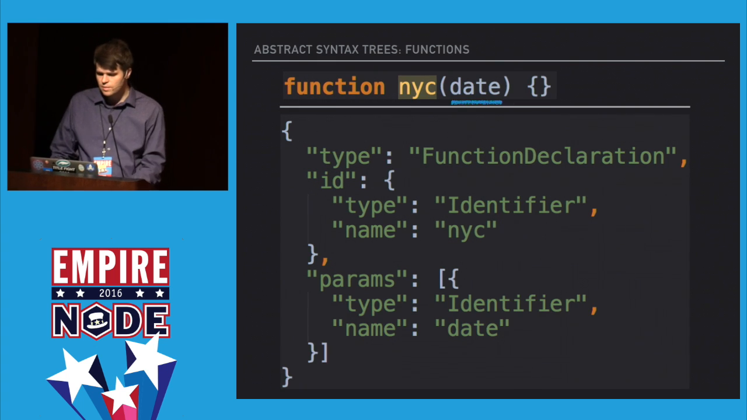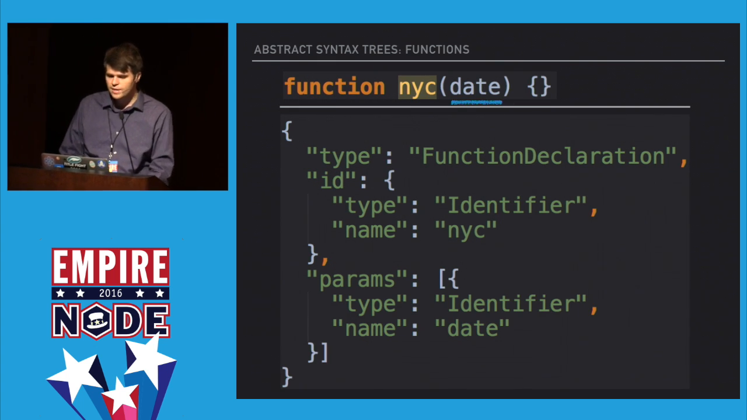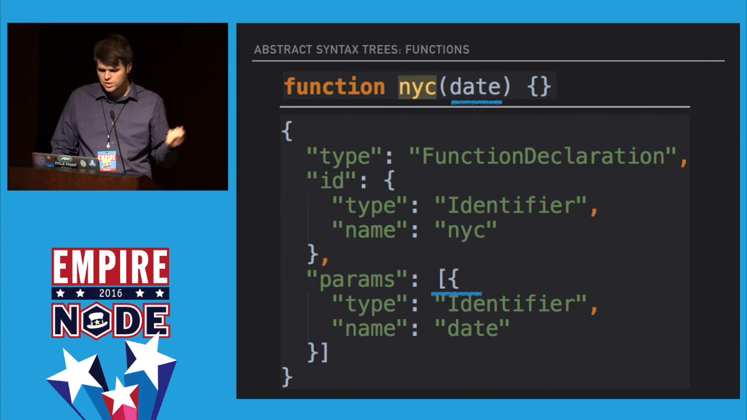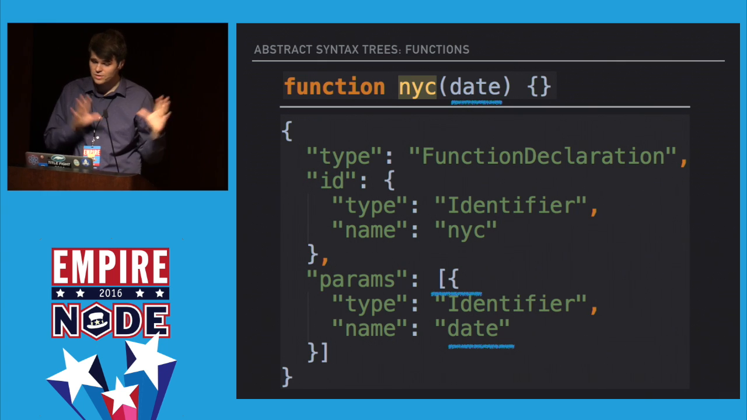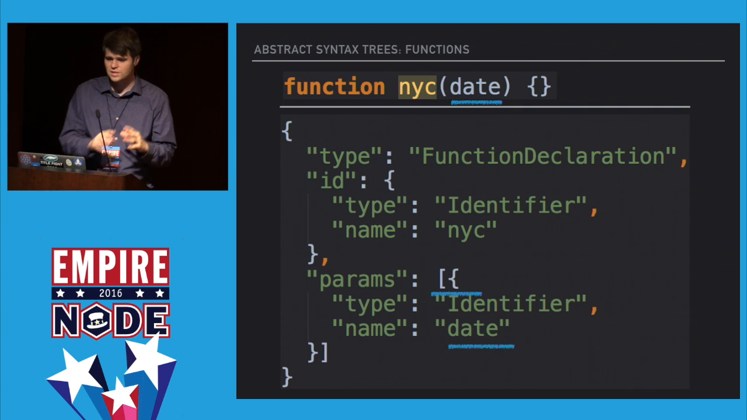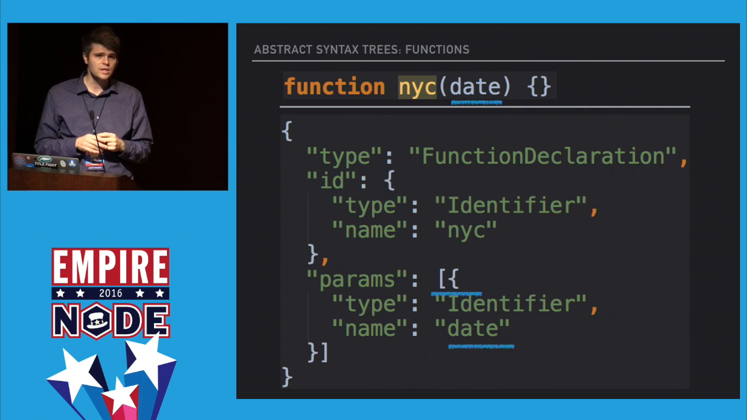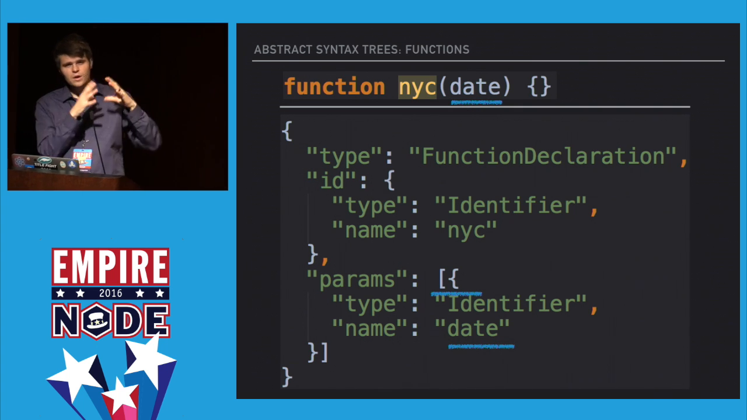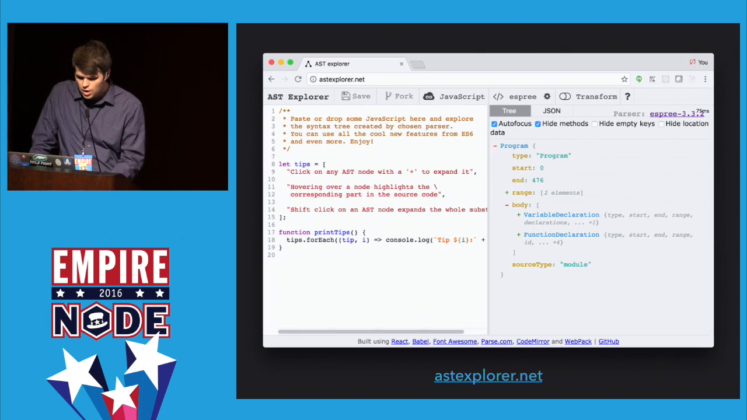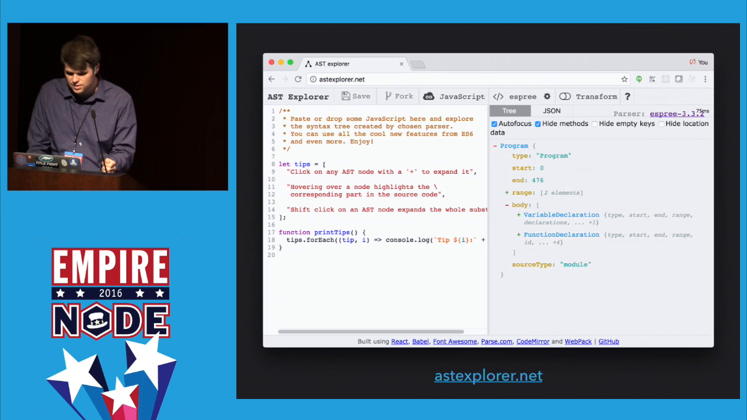Let's say we make a slightly more complicated version. We add the date parameter, and then you'll see we now have this params object, which contains a parameter with the name of date. So that's what an AST, an abstract syntax tree, is, a very basic version. That's what ESLint uses to figure out what's happening in your code so it can tell you if you're potentially doing it wrong. So go back to AST Explorer. Let's create our ESLint rule.